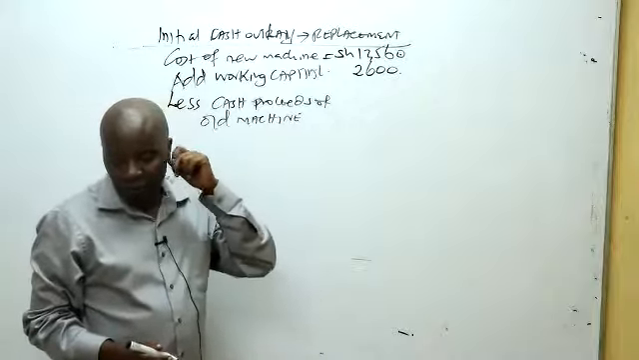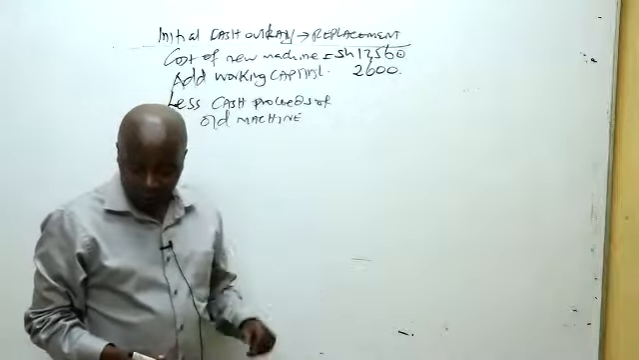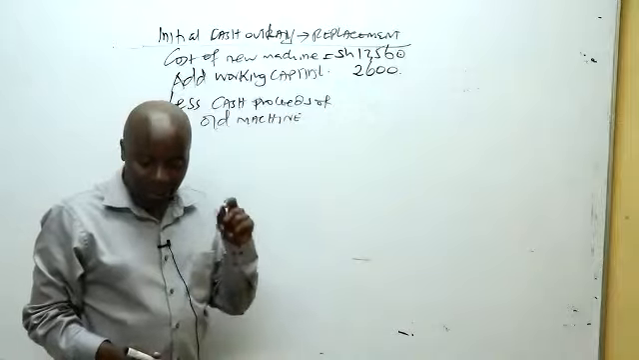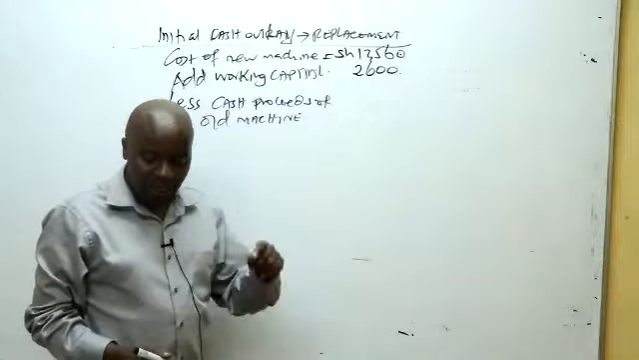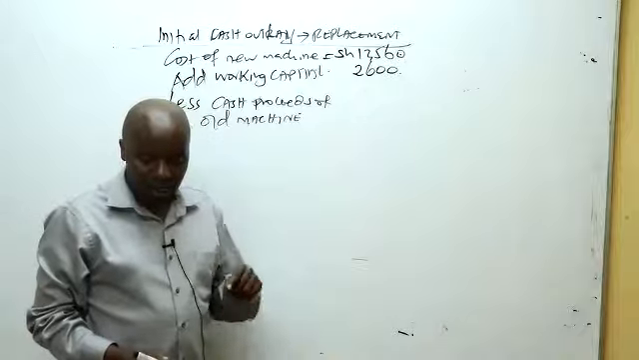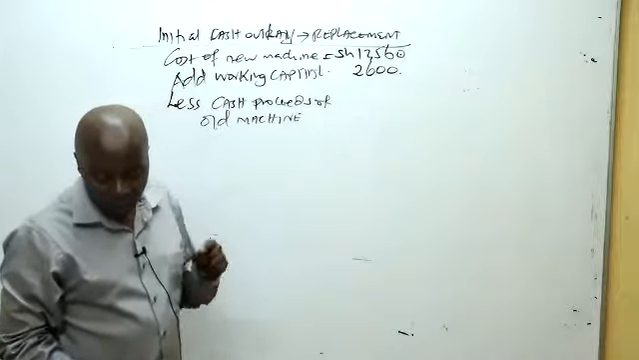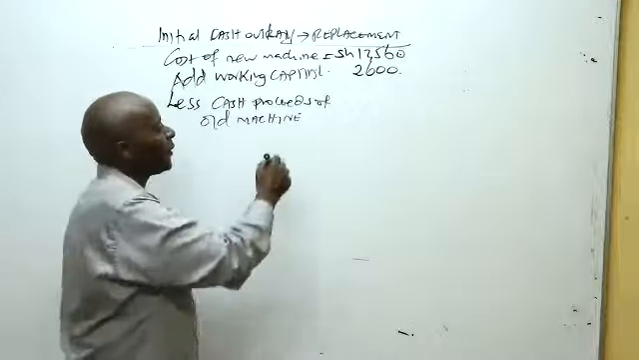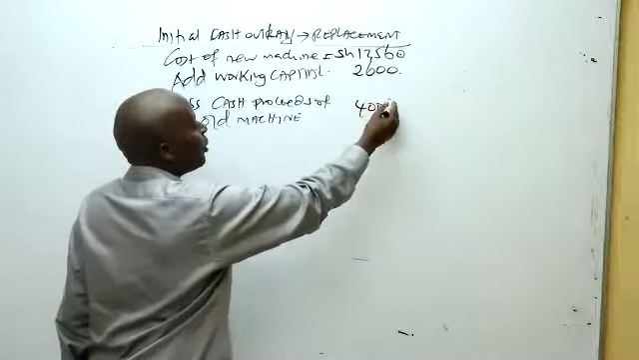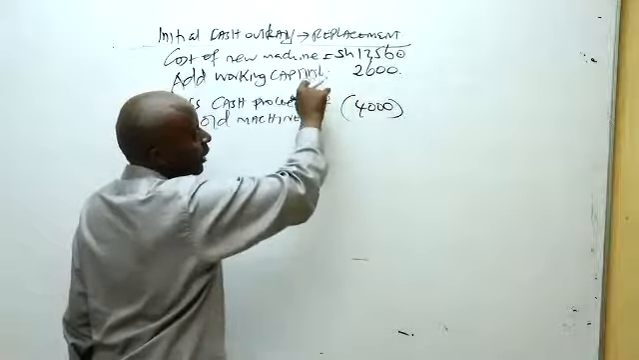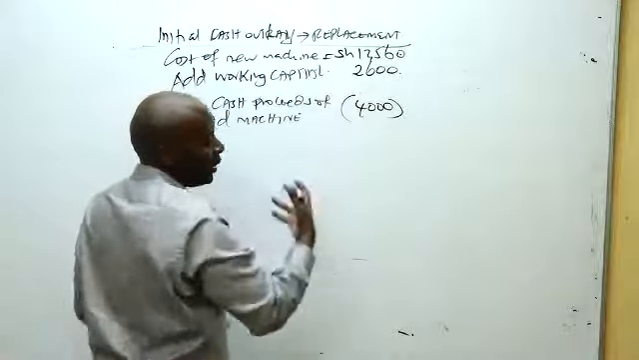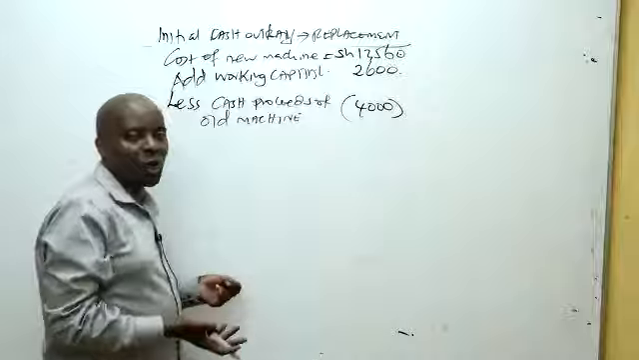What do we have there? Somebody, we are told in paragraph number 1, the last sentence of paragraph number 1, the existing machine can be disposed of now at 4,000. So in terms of what I need at the beginning, this will be a relief on me. So I have to subtract.